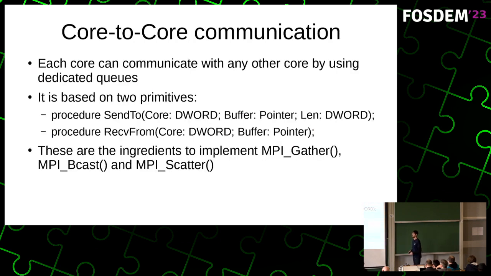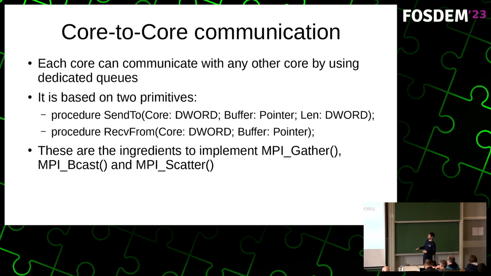Finally, I'm going to talk a bit about how we communicate between cores. Basically, what we have is one dedicated reception queue per core for any other core in the system, so we have one-to-one communication. It relies on 2 primitives, send to and receive from, using the destination core and the core from which we want to get a packet. These 2 primitives are the ingredients to build more complicated APIs like MPI Gather, MPI Bcast, and MPI Scatter. So these are the building blocks for those APIs.